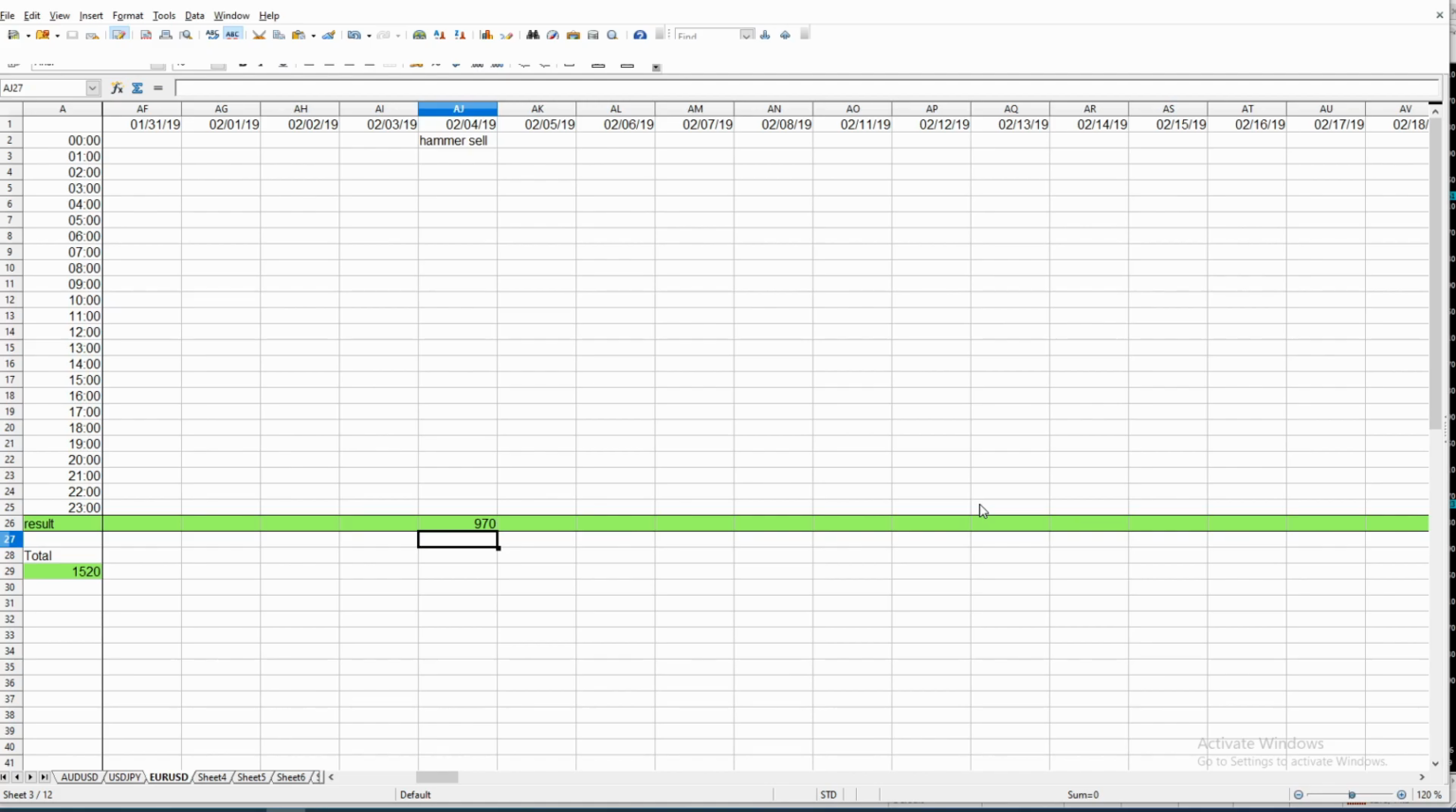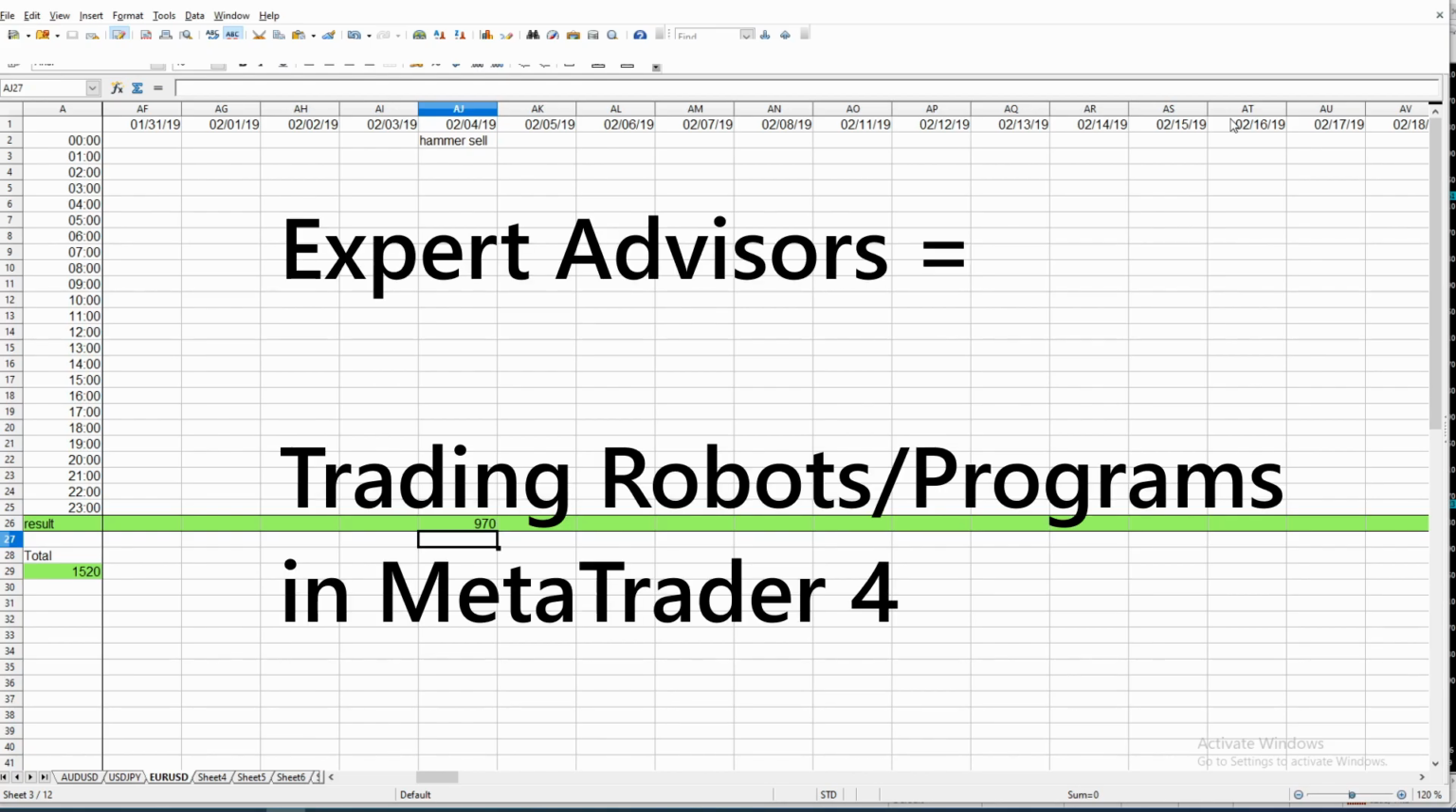So essentially this is what we call manual backtesting. Obviously I know of another method which is automated backtesting, but for that you have to program your own expert advisors. For MetaTrader 4 we call it expert advisors. Basically you have to program your own trading robot, which is an automated trading program, and you got to run that trading program based on historical data. So that would be what we call automated backtesting.